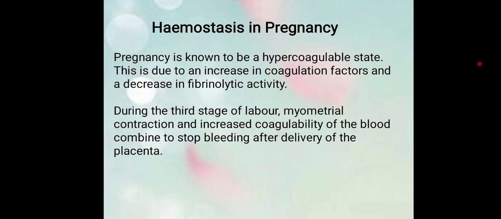Hemostasis in pregnancy. Pregnancy is known to be a hypercoagulable state. This is due to increased coagulation factors production and decrease in fibrinolytic activity. And this is beneficial in the third stage of labor to control bleeding after placental separation from the placental bed. As we know, placenta occupies 30% of uterine wall, صح? Last lecture. So this hypercoagulable state will be a protective mechanism from postpartum hemorrhage.